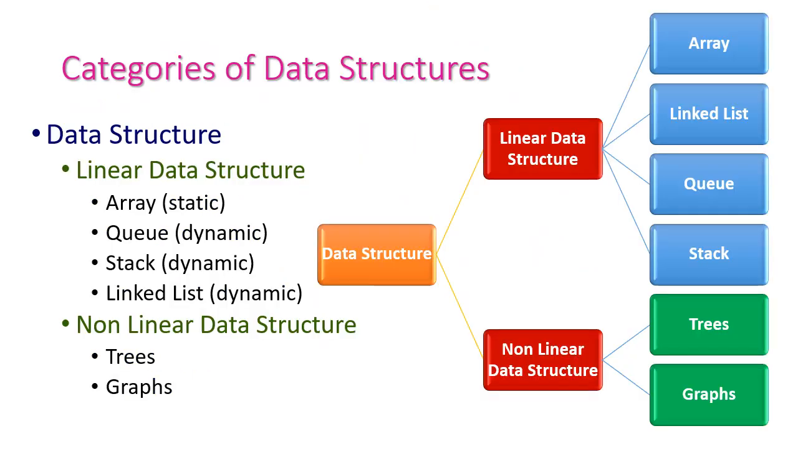Next, let us see the categories of data structure. When it comes to data structure categories, two important categories are there. First one is linear data structure and second one is non-linear data structure. When it comes to linear data structure, these four types are very common and important: array, queue, stack, and linked list. When it comes to non-linear data structure, trees and graphs are there. Let us see all those things in brief in our forthcoming slides.